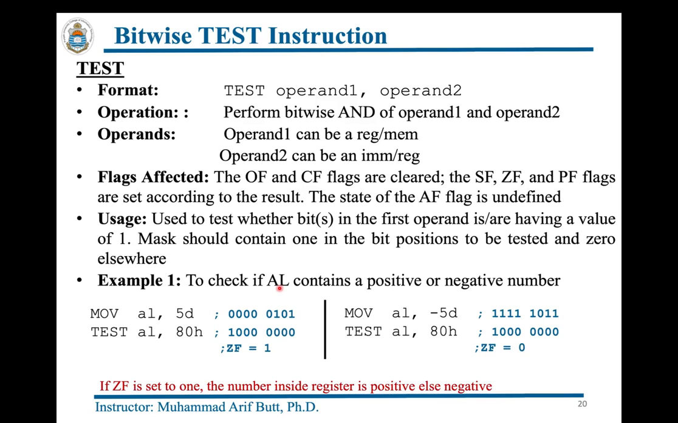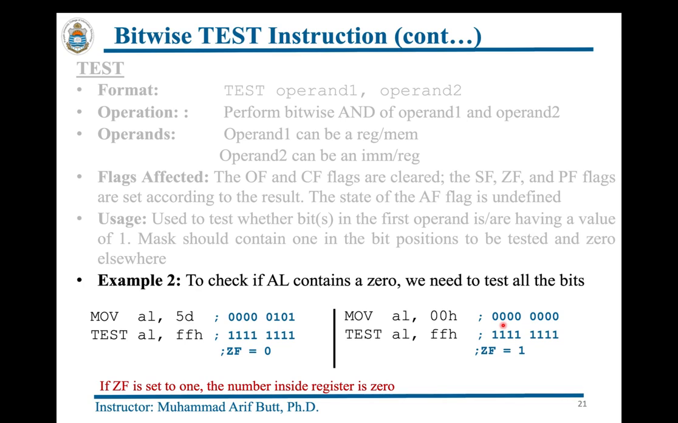Well, yes. Since we want to test the most significant bit, the 8-bit mask is 80 hex. And so after the TEST instruction, the programmer will see the zero flag, and if it is set to 1, the number inside the register is positive. You see, this is a positive number, so the zero flag is set. And in case the zero flag is clear, that means the number is negative. So I think this makes sense to you all.